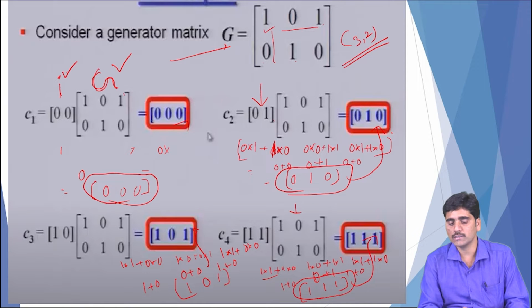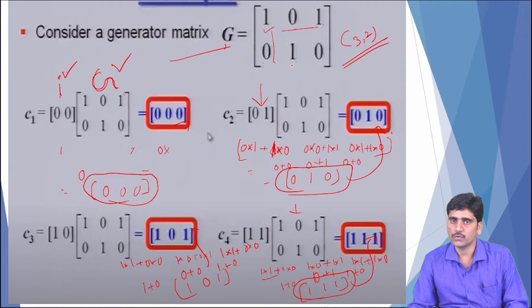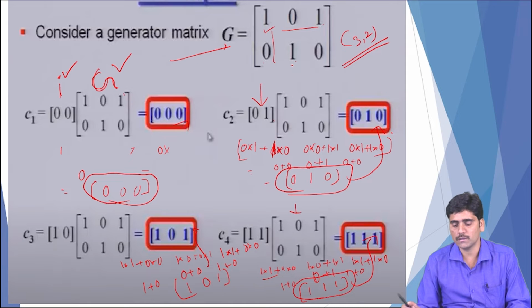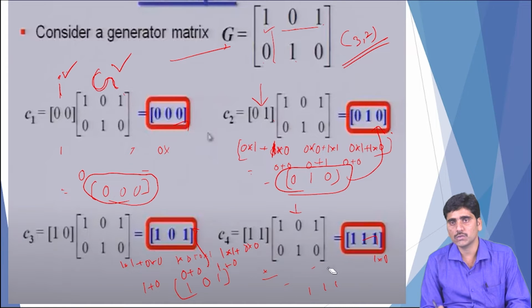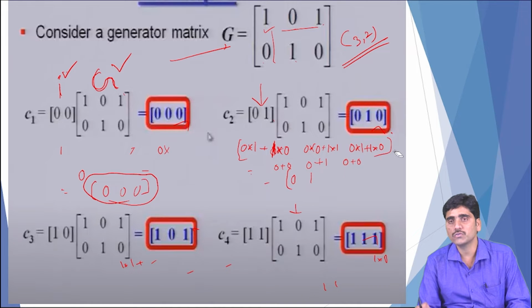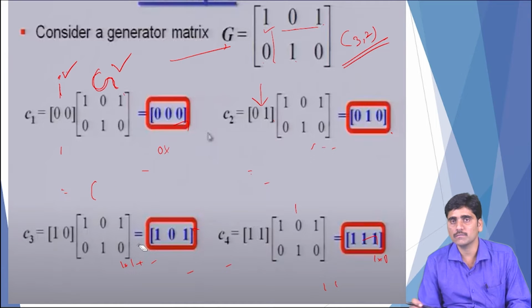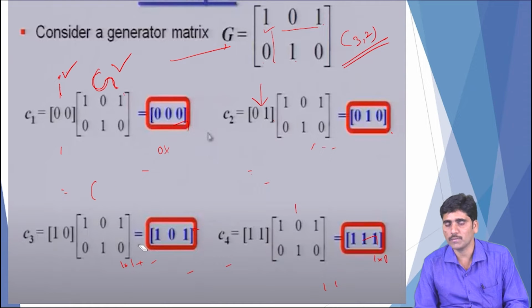By seeing all these scenarios, we can say that the generator matrix is used to produce the code words with the help of the input vector, called the information bit. So C equals IG, where C is nothing but the produced code or generated code, and I is nothing but the input vector or information bit.